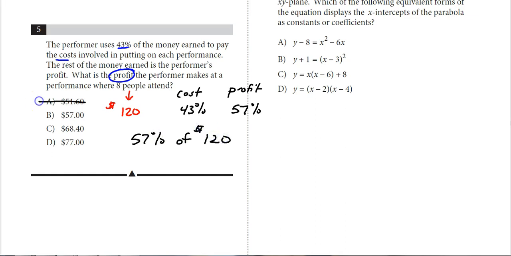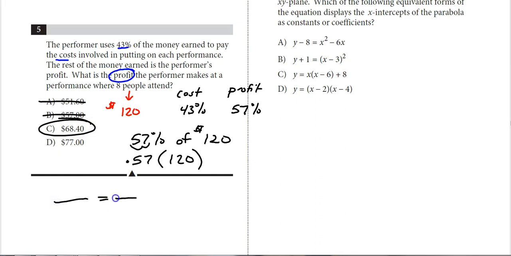So I know right now these two answers are out because they're less than 60. 60 would be half, and I'm more than half. Now the shortcut to doing a percentage of a total is to move it 2 places and turn it into a decimal. So 0.57 times 120. It's going to come out to be $68.40. So the correct answer there is C. Another way that some people like to do percentages, they like to use the is over of equals percent over 100.